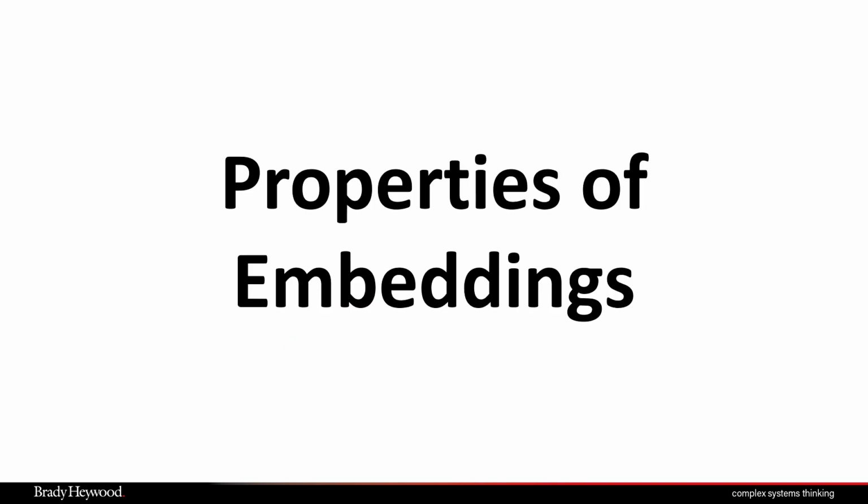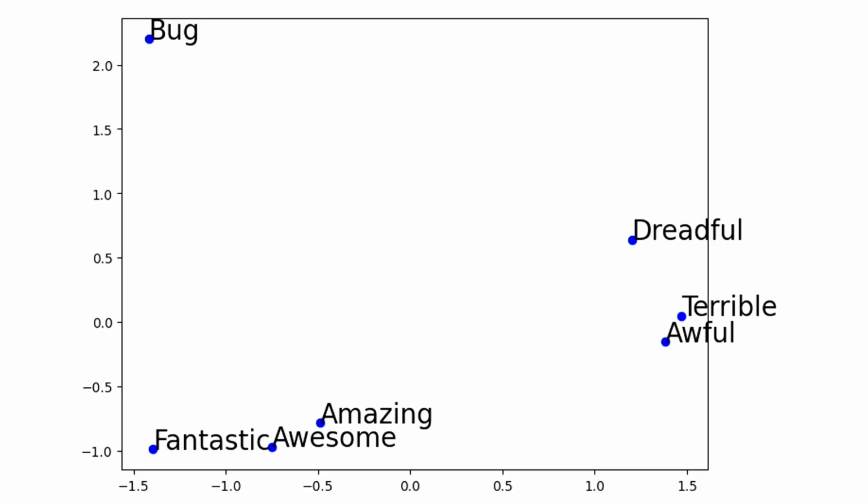These dense embeddings contain really interesting properties. The best way to illustrate them, I think, is to compress your 300 dimensions down to 2, so you can see them on a graph. So if we look at the first property, for example, we can see that these embeddings are fantastic at capturing meaning. Similar words like fantastic, awesome, and amazing are all in the same location, whereas terrible, awful, and dreadful are all in their own group, and unrelated words like bug are all the way by themselves.